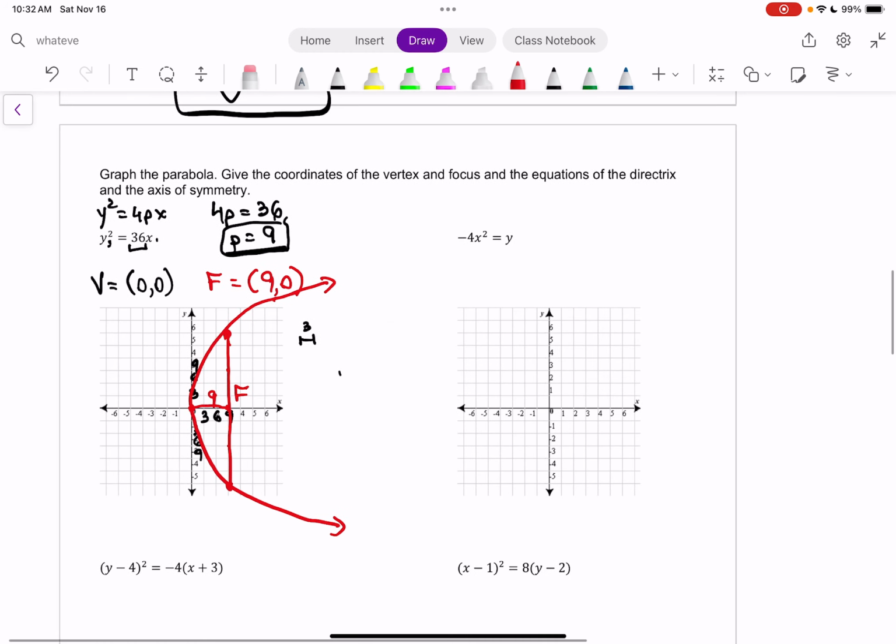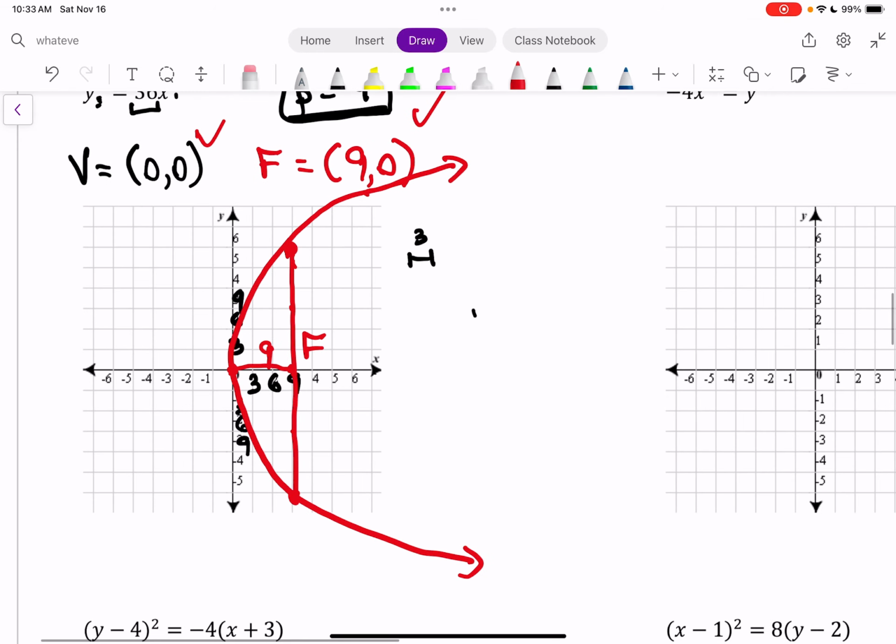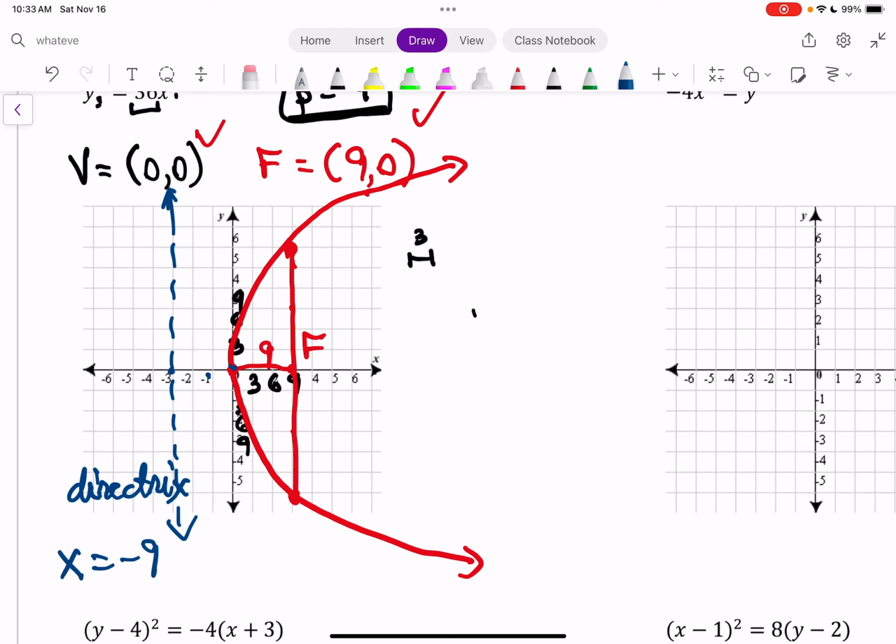Okay, it says give the coordinates of the vertex, focus, the equations of the directrix, and the axis of symmetry. Now the directrix is the line opposite from the focus, and it's not going to cross the parabola. So the directrix has equation, as you see, it's a vertical line, and that's x equals -9. Remember, we're going by nines, so 9 units in the other direction to find the directrix.